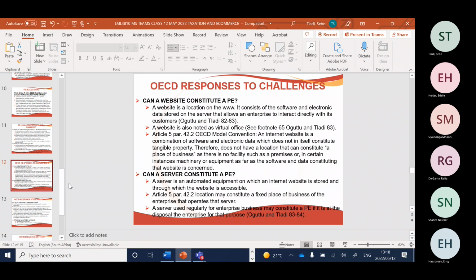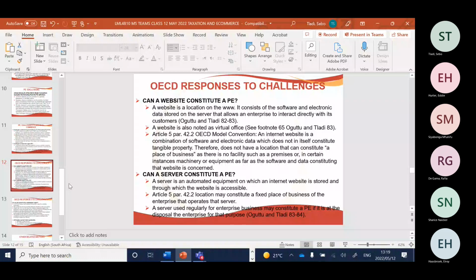starting the first class of the class, we did highlight what different terms mean, but in this article you also find indication of software and electronic data stored on a server that allows an enterprise to interact directly with its customers. So that's the definition that the authors have put forward. But remember, depending on the article or the resources that you're using, you might come out with a different definition. All we are asking for is that you provide sources for everything that you have extracted from different prescribed material.